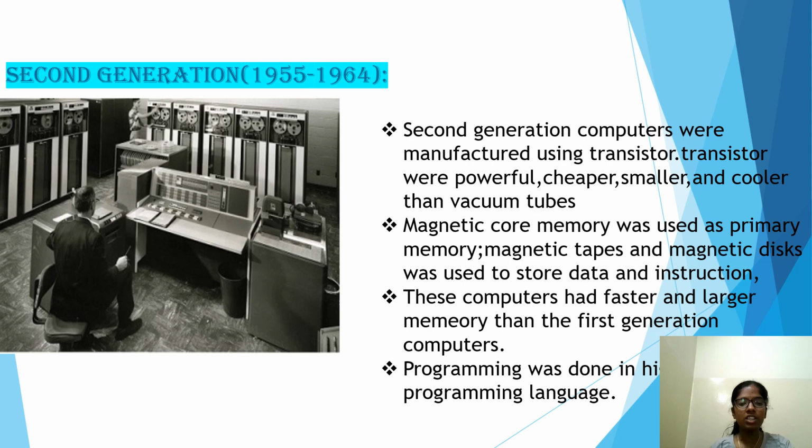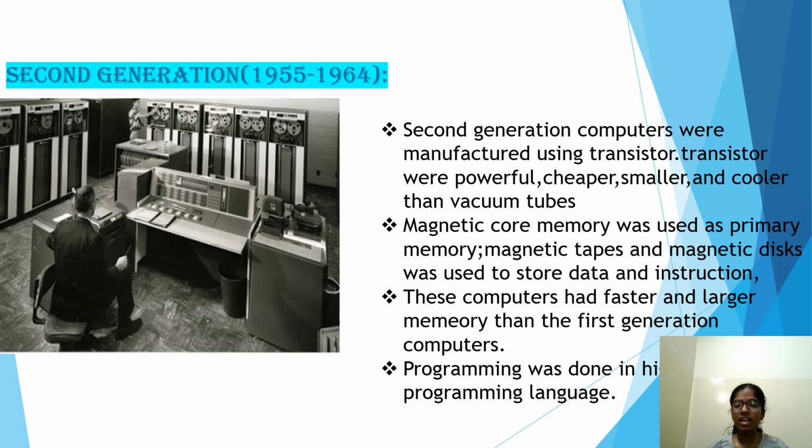Coming to the second generation computers, they were used during 1955 to 1964. These were also known as transistor computers. The second generation computers consisted of two types of devices, transistors and magnetic cores. Magnetic core memory was used as primary memory, and magnetic tapes and magnetic disks were used to store data and instructions. These computers had faster and larger memory than the first generation computers.